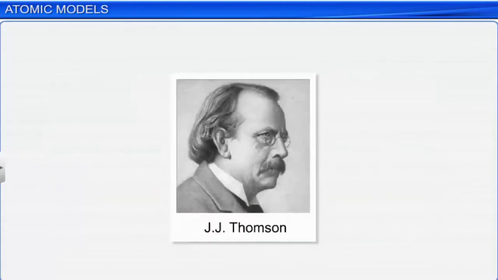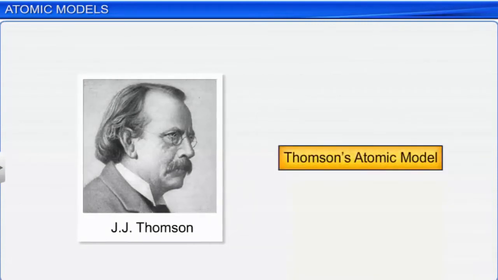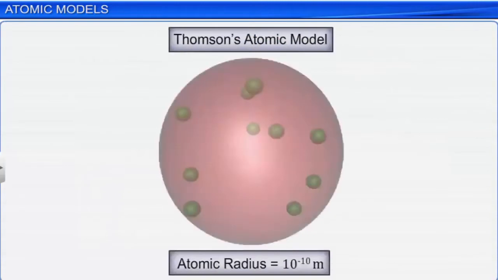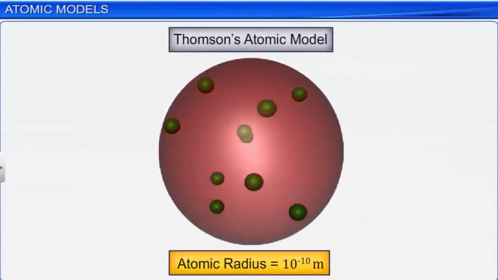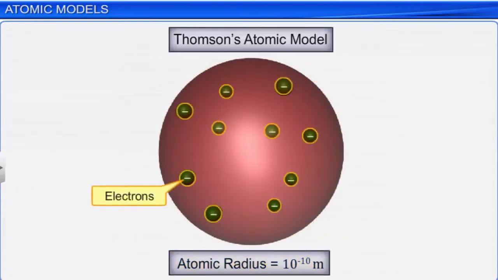J.J. Thomson, in 1898, proposed the atomic model called Thomson's atomic model soon after the discovery of electrons. According to this model, an atom is a sphere of radius 10 to the power minus 10 meter with uniform distribution of mass and positive charge, with negatively charged particles called electrons embedded in it.